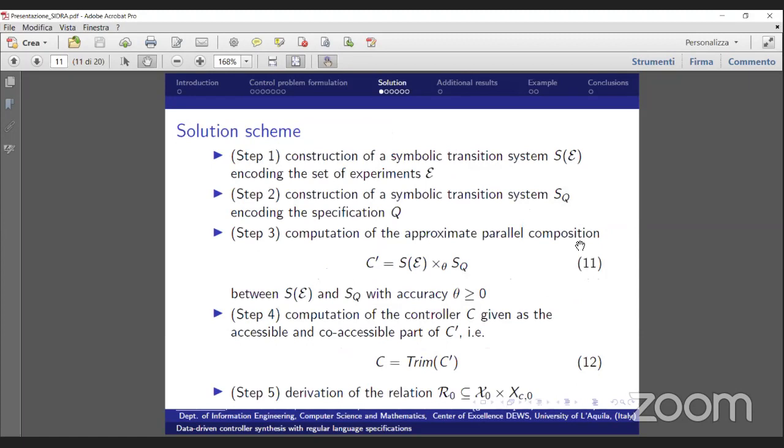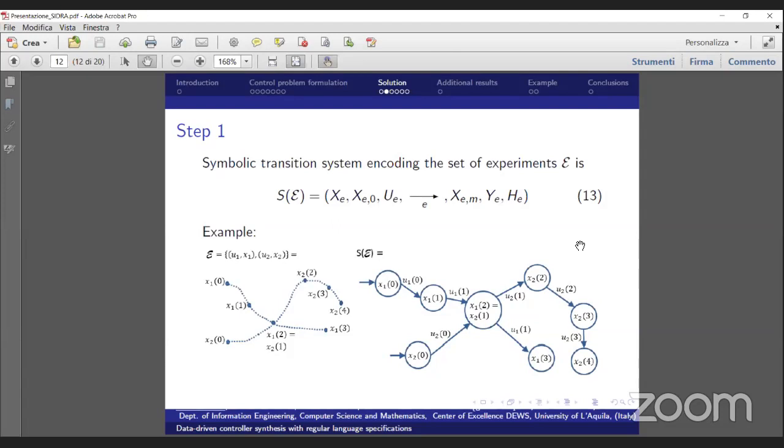So the solution scheme is based on five steps, which now I'm going to briefly describe one by one. So let's start with step one. In this step, what I'm going to do is the following. I start with my set of experiments, denoted by this capital epsilon, and I'm going to encode all the information contained in the experiments in the formalism of transition systems, as you can see in equation 13.